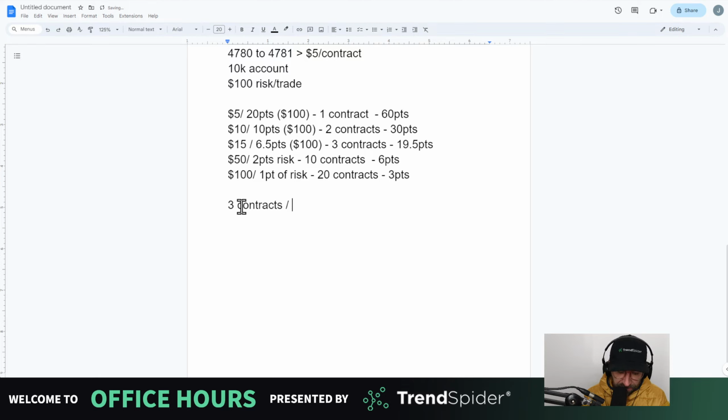That means you're risking $15 per point. But maybe you want your stop at 3 points, right? So then you're risking ultimately $45, and you need to get 9 points to counterbalance that. Do whatever makes sense for you.